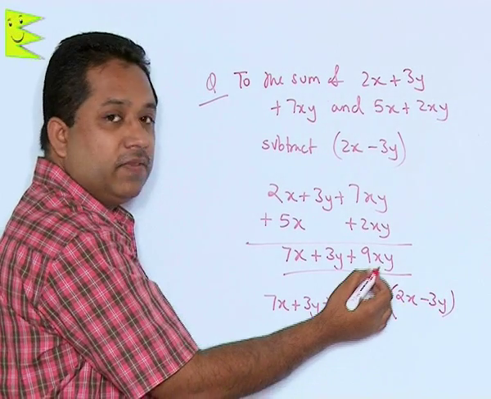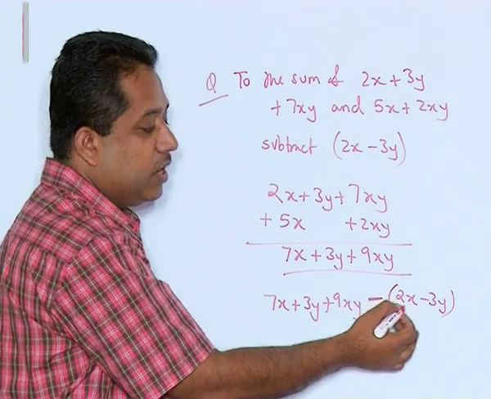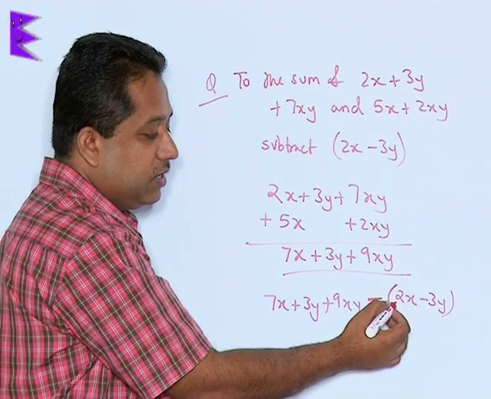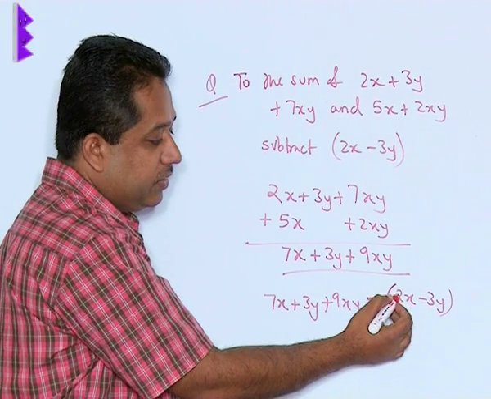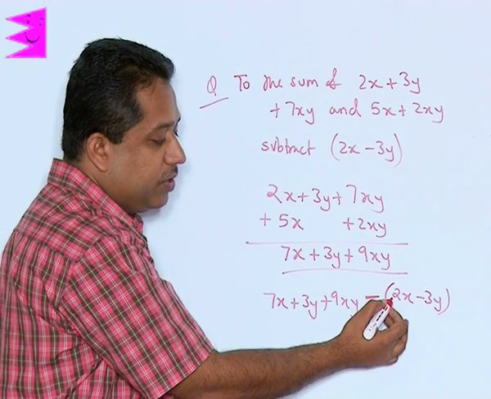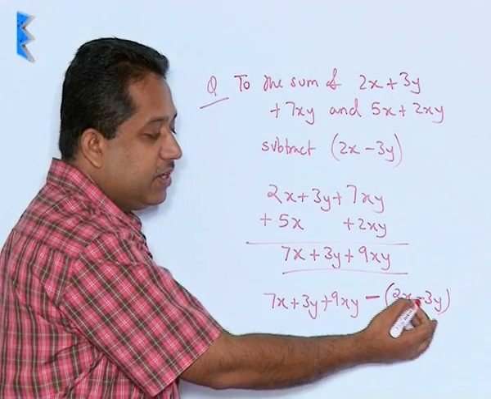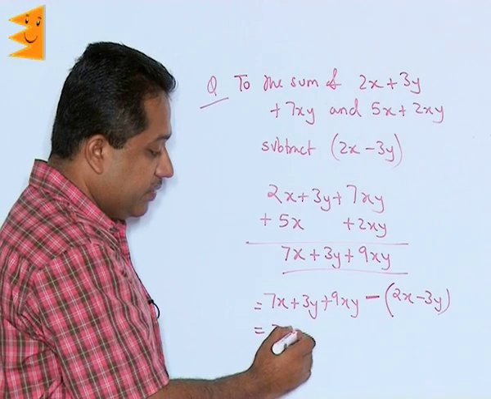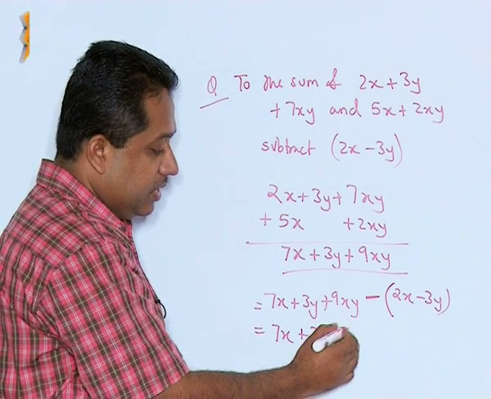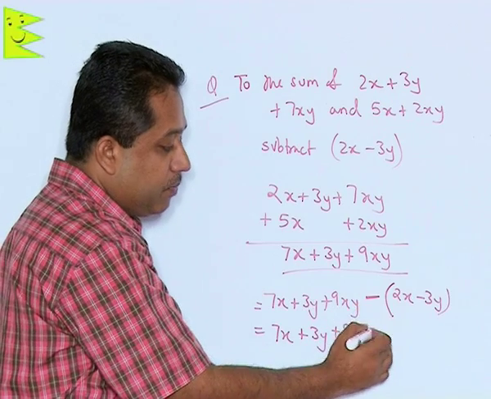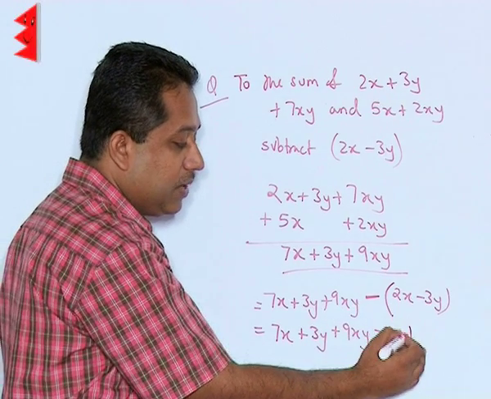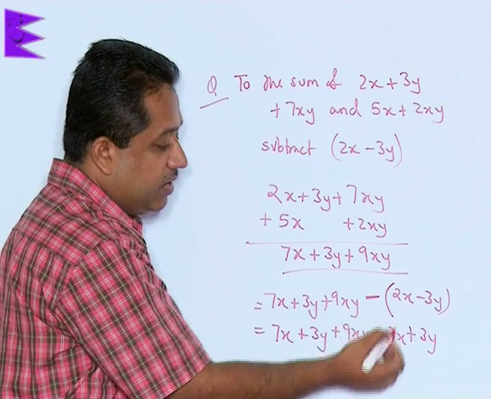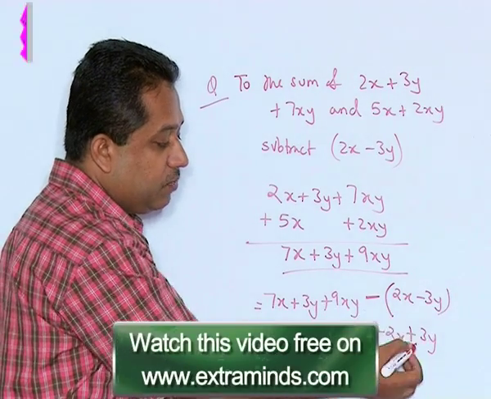The reason being that whenever there is a negative sign outside the bracket, the signs of all the terms inside the brackets are going to change. If it is plus inside, it is going to become minus, and if it is minus, it is going to become plus. So what happens when we open the bracket? This is going to become 7x plus 3y plus 9xy minus 2x, and this is going to become plus 3y. So this step is very important, where the signs have to be changed. So we have converted that into minus 2x and plus 3y.